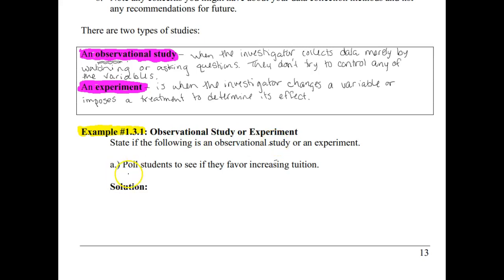So example 1.3.1, trying to determine if we have an observational study or an experiment. Part A says that we're going to poll students to see if they favor increasing tuition. So I don't know what students would ever be in favor of that, but we're going to poll students to see if they favor increasing tuition. So in this case, this would just be an observational study.